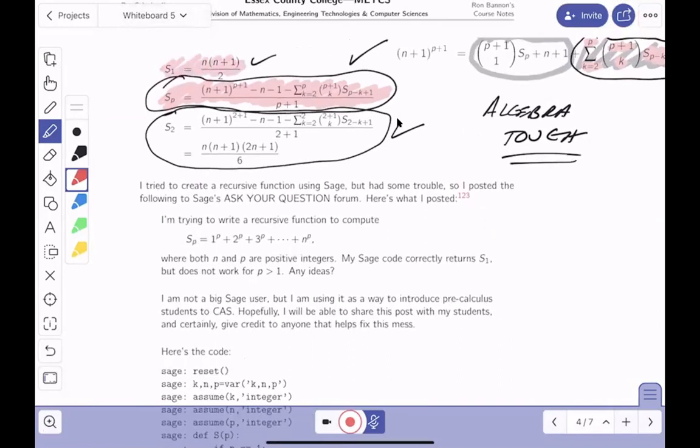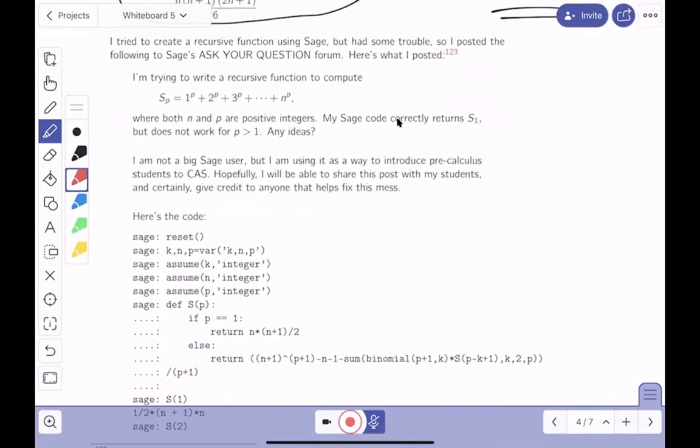So what I did was I tried to program this into Sage. I actually did it. Let's go through that. I tried to create a recursive function using Sage. I definitely did. I had trouble. So I posted the following to Sage's Ask Your Question. This is what I posted. It says, I'm trying to get a recursive function for this. I'll show you what this is in the notes, by the way, for positive integers p. My Sage code correctly returns S1. Well, no kidding. That would be hard not to return that, but it didn't work for p greater than 2. And then I asked them, any ideas?